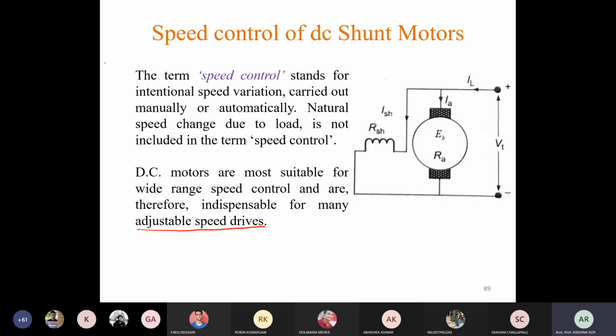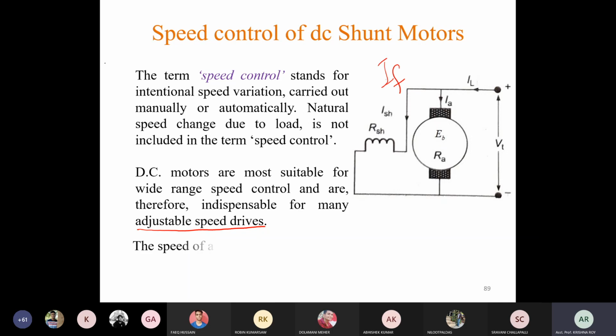So here consider this schematic diagram of a DC shunt motor. We can see here Vt is the applied voltage or the terminal voltage, and IL is the load current or line current drawn by the motor depending on the load condition. So this IL will vary if the load changes. IA is the armature current, and EB is the back EMF, RA the armature resistance, ISH that is the field current, we can denote it by IF also, and RSH that is the shunt field resistance.